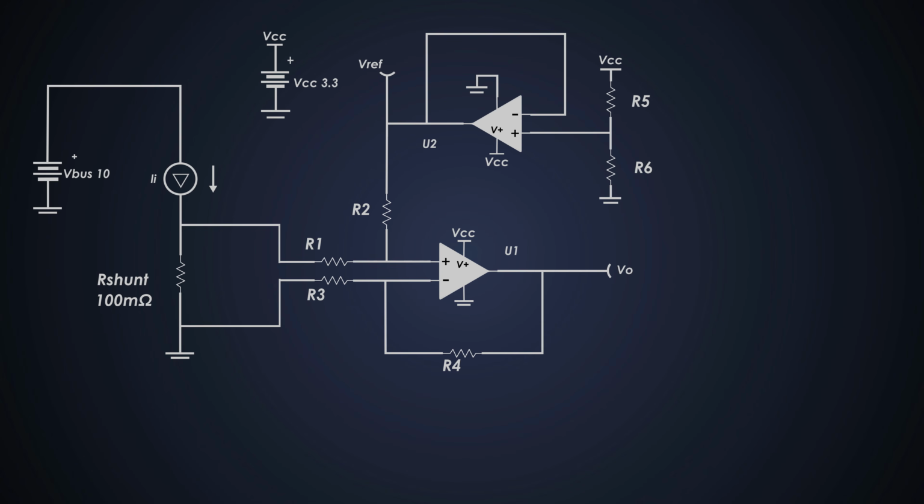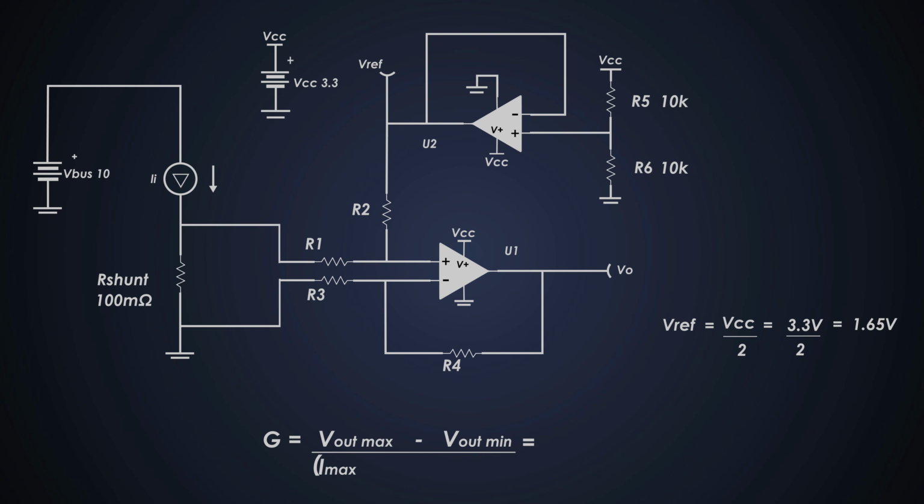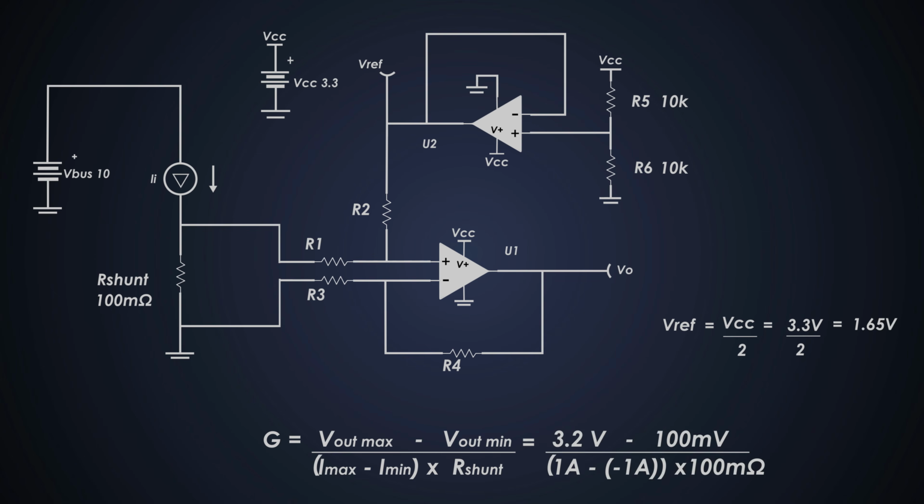Now, we need to determine the value of the reference, which will be around 1.65 volts considering a 3.3 volt VCC. This reference is mid-supply, so we'll keep R5 and R6 of the same value, which is around 10 kilo ohms. Now, we should set the difference amplifier gain based on the op-amp output swing. The op-amp output can swing from 100 millivolts to 3.2 volts with a 3.3 volt supply. So we can calculate the required gain using this formula. So the required gain comes out as 15.5.